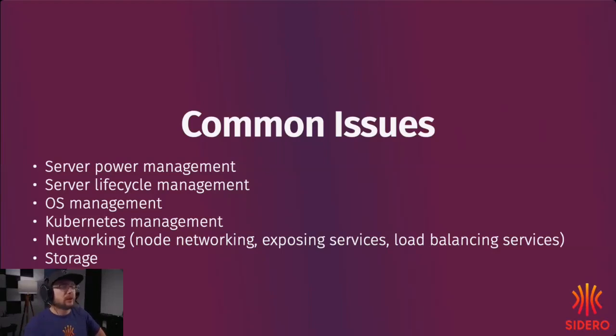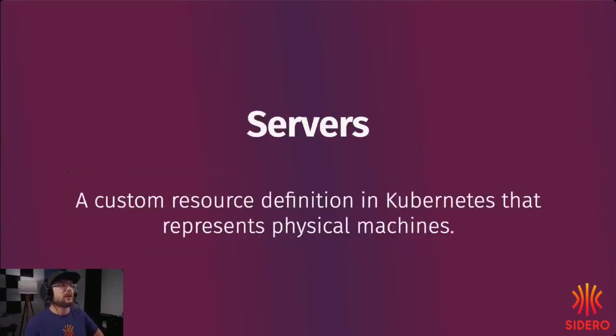Common things we also see are in the networking space. So node networking: how do I configure my node to be reachable from the outside world? Exposing services from Kubernetes to the outside world. Load balancing services. How do we do this? And then finally, storage. This is a common need when you're running stateful applications, obviously. And so let's just start off with talking about a few definitions before we dive into things.